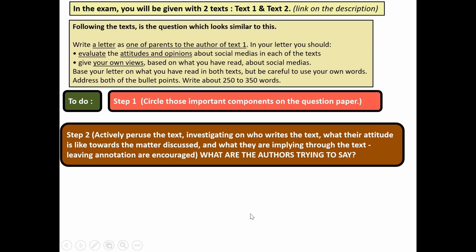Okay, what are the authors trying to say from both of the texts? Okay, what are they implying? What are they implying related to social media? Pause the video now.